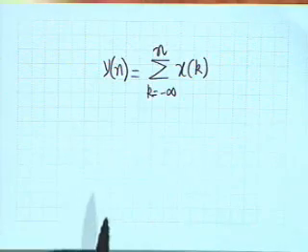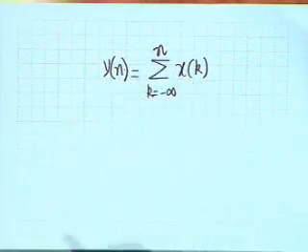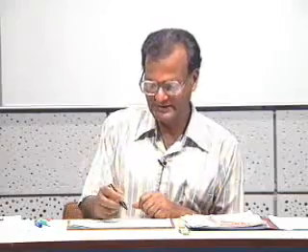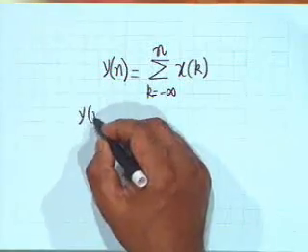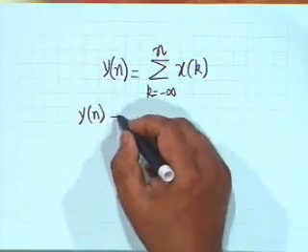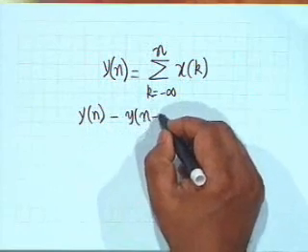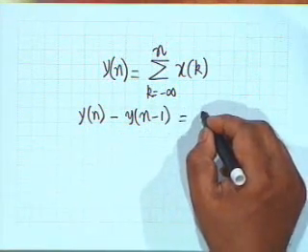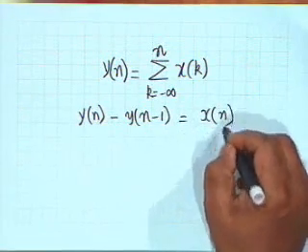Obviously it has memory, because the present output depends on past inputs, all the past inputs. It depends on the present input and also all the past inputs. Now, is this an invertible system? To test this, if I subtract y of n minus 1 from y of n, then what do I get? I get simply x of n.